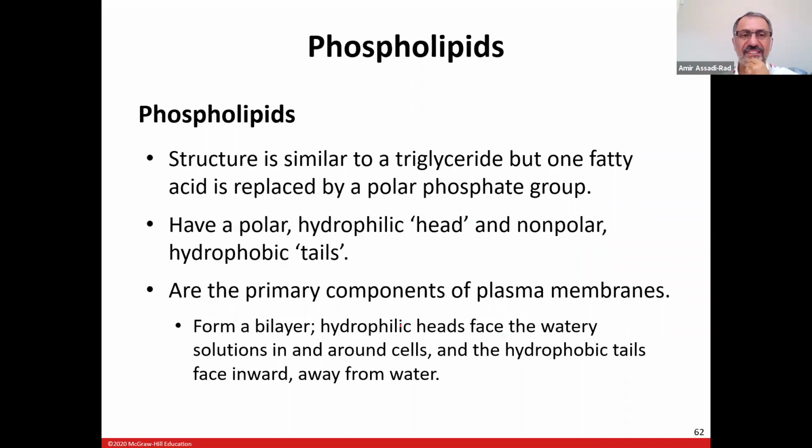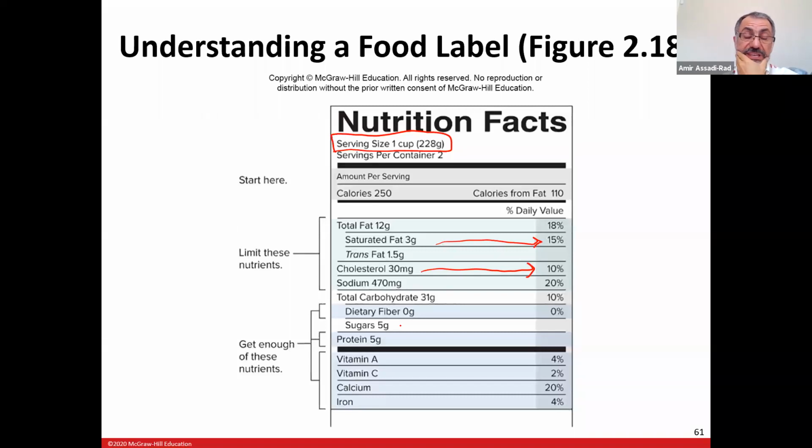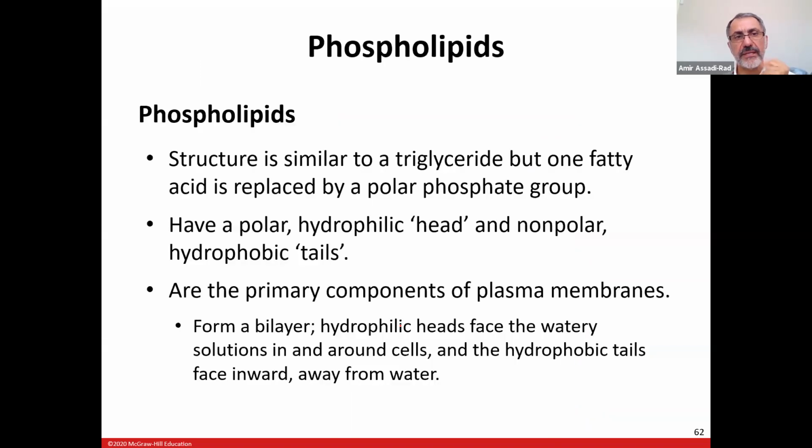The next one is phospholipids. Structure, you know, a good thing is to take a nutrition class. That's another thing I highly recommend for you guys. We cannot spend much time in here on nutrition. I used to teach it, but not anymore. But anyhow, that has a story of its own.